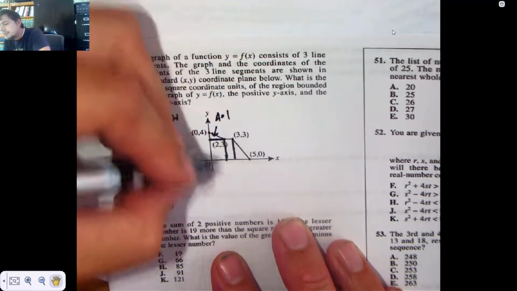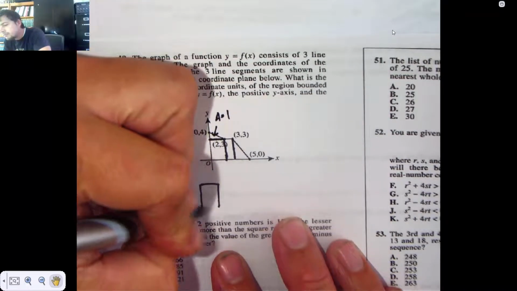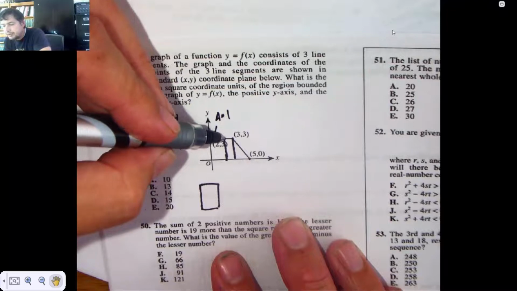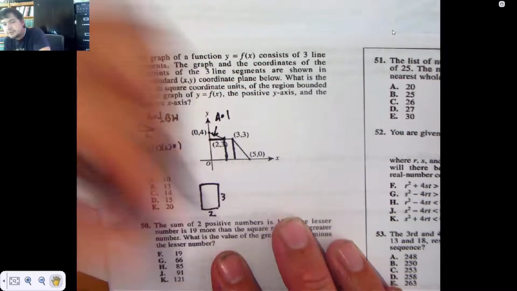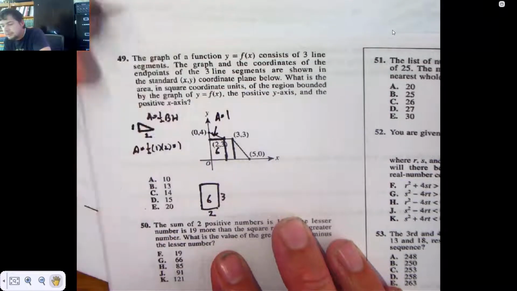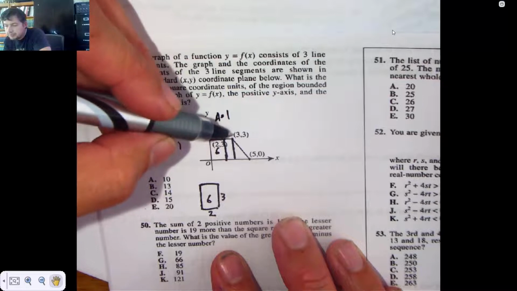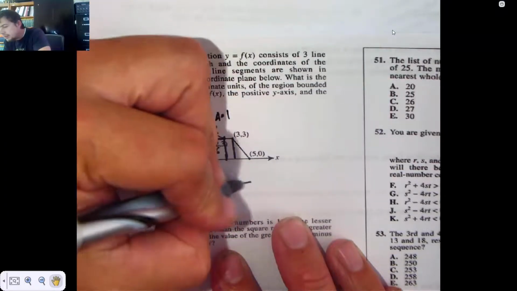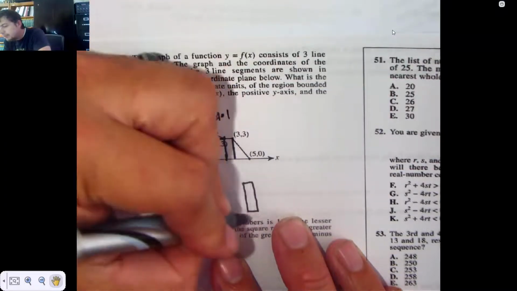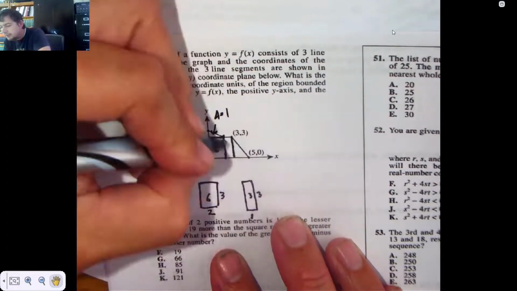I see this kind of fat rectangle right there. It's got a 2, 3 on it, which means it runs right 2 and rises 3. It has to have an area of 6. There's this little skinny triangle right here. We go from 2, 3 to 3, 3, so it is only 1 unit wide, and it's 3 units tall, so it has an area of 3.